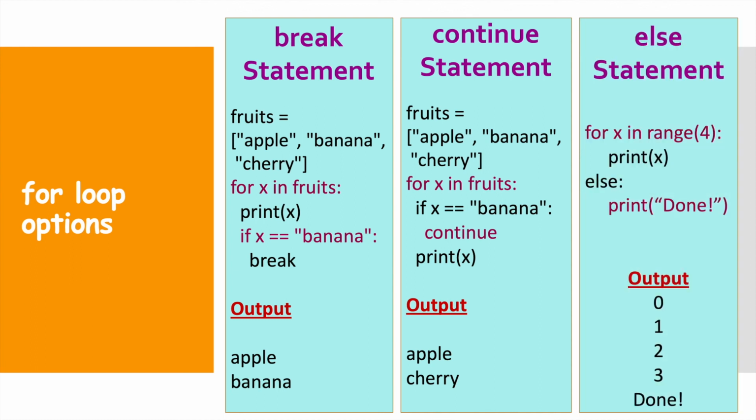Now we come to the else statement. The else keyword in a for loop specifies a block of code to be executed when the loop is finished. So for x in range 4, you're printing x, that is all the values from 0 to 3. And once your loop gets finished, you go to the else block and simply print done.